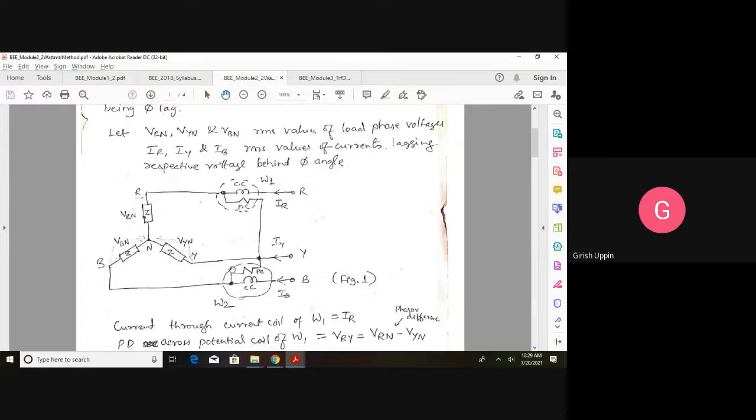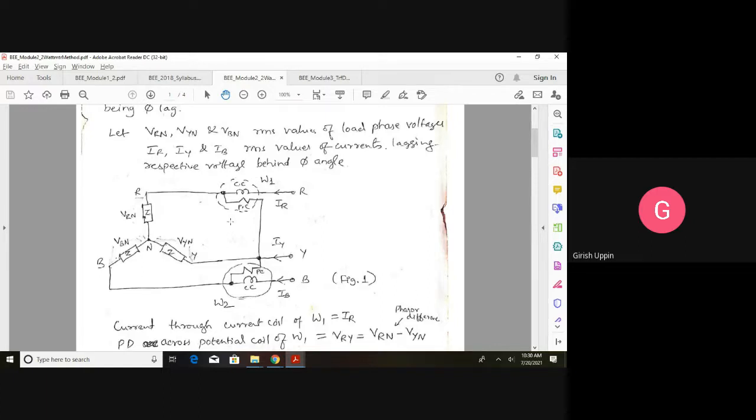And one more wattmeter is connected in B phase. You can see the current coil is in series with the B phase, and what current will flow in the current coil? IB. And what is the voltage that is applied for this wattmeter 2? One point is connected to B and one point is connected to Y. So VBY is the voltage. Now what will it measure?